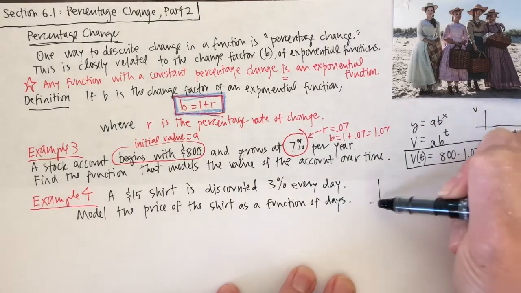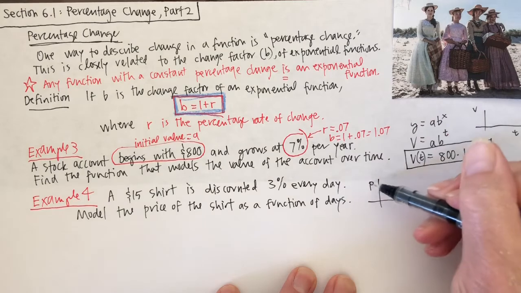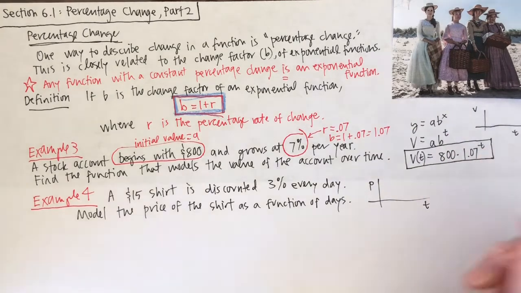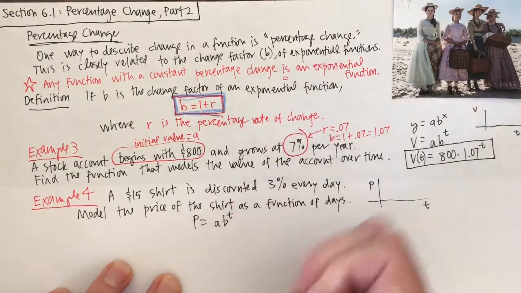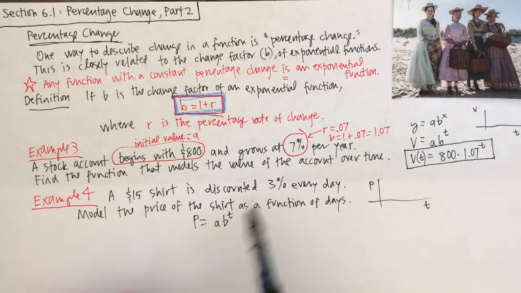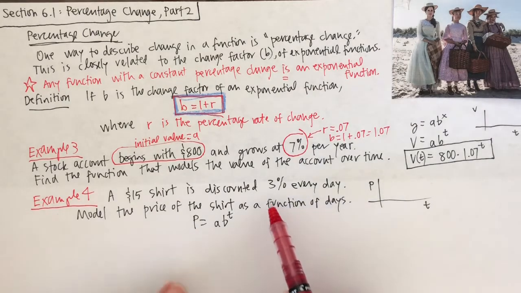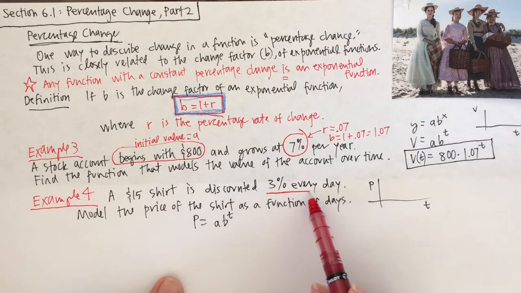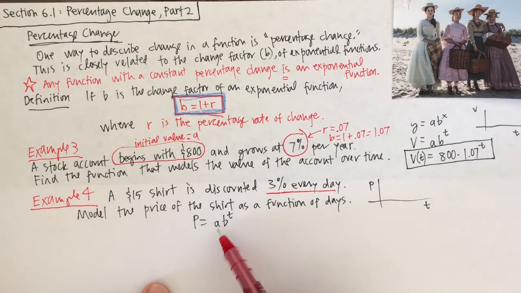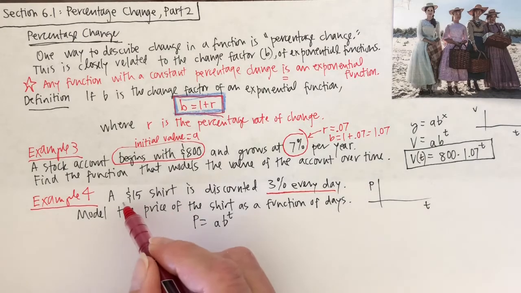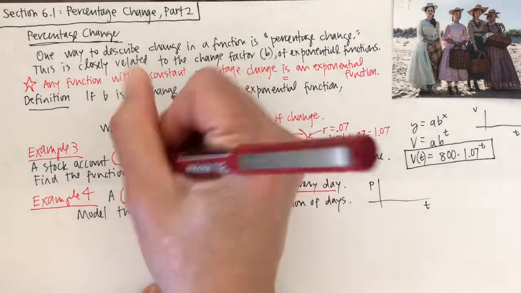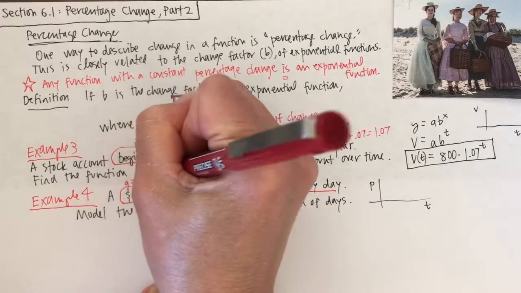So this time they're asking us to come up with a function that is the price of the shirt, and T is going to be days here. Okay, same story. P equals A, B, T. The price of the shirt is, I know it's an exponential function because we're getting this constant percentage change. The question is, what's my initial value and what is my change factor? So on day 0, my initial value, the shirt is $15. So this is A, our initial value.